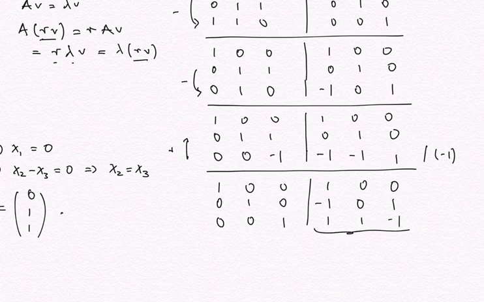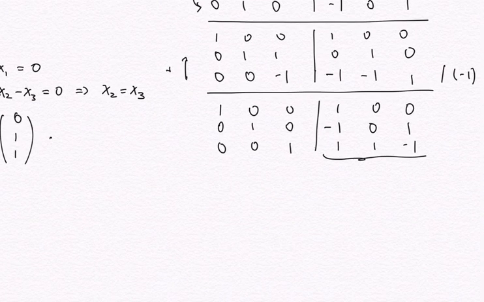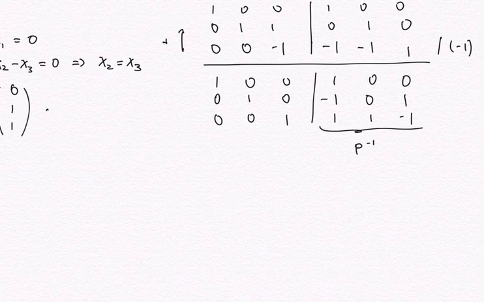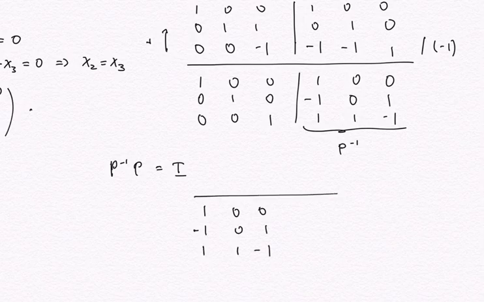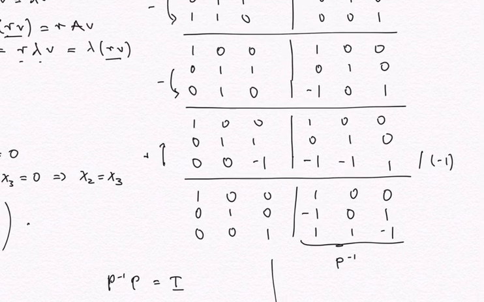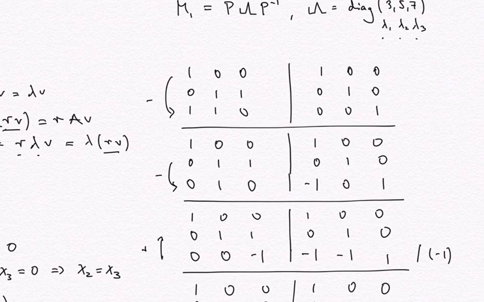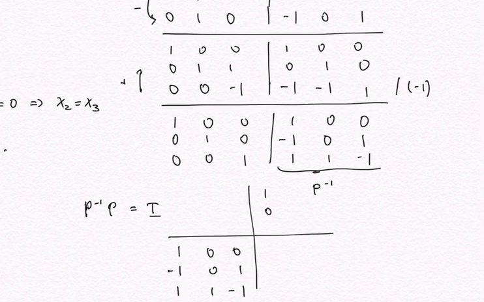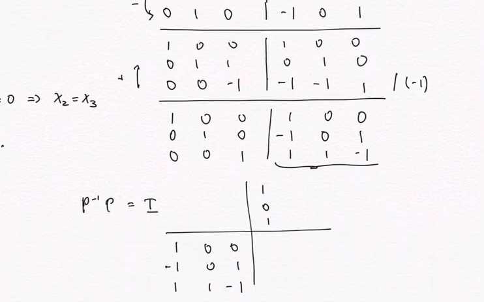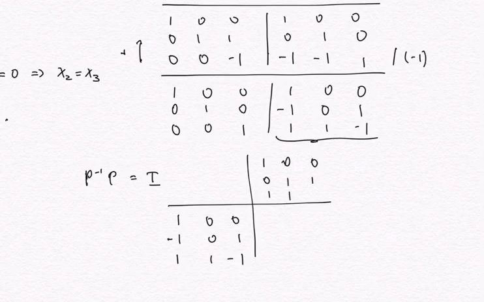So now this matrix here is my P inverse, as we can check, because P inverse times P is, of course, the identity. And if I did things right, then if we multiply this out, 1, 0, 0, minus 1, 0, 1, 1, 1, minus 1, with the matrix P, which is this one, 1, 0, 1, 0, 1, 1, and 0, 1, 0.